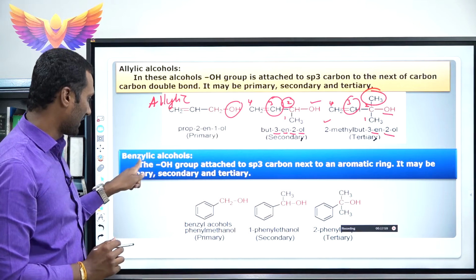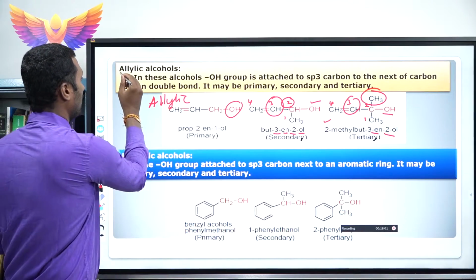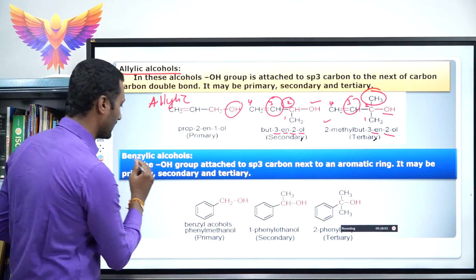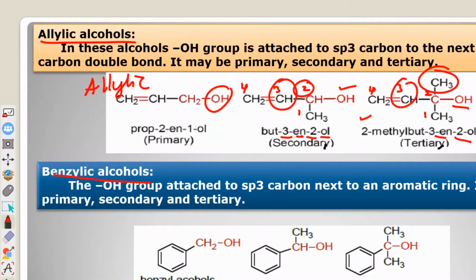So now again I am taking the benzylic alcohol. Here I have shown an allylic alcohol, and here it is called a benzylic alcohol, where the OH group is not attached directly to the benzene.